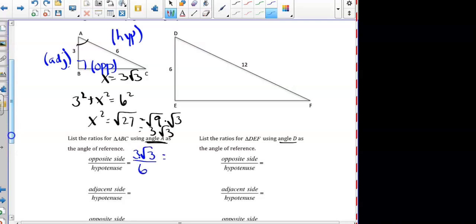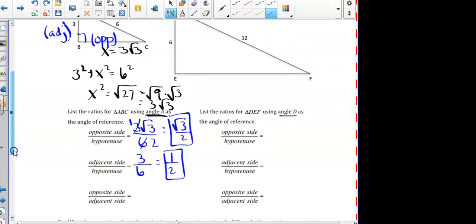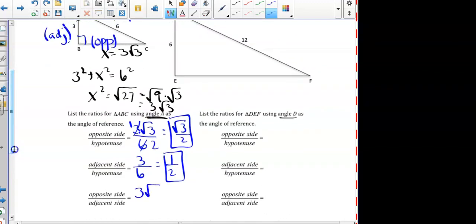We can simplify that fraction. 3 goes into 3 once, and 3 goes into 6 twice. So root 3 over 2 would be that ratio. The adjacent side over the hypotenuse should be 3 over 6, which simplifies to 1/2. And for the opposite side over the adjacent, the opposite side was 3 root 3 and the adjacent was 3. When we simplify that, we get root 3. So these are our ratios that relate the opposite side, the adjacent side, and the hypotenuse in a right triangle.